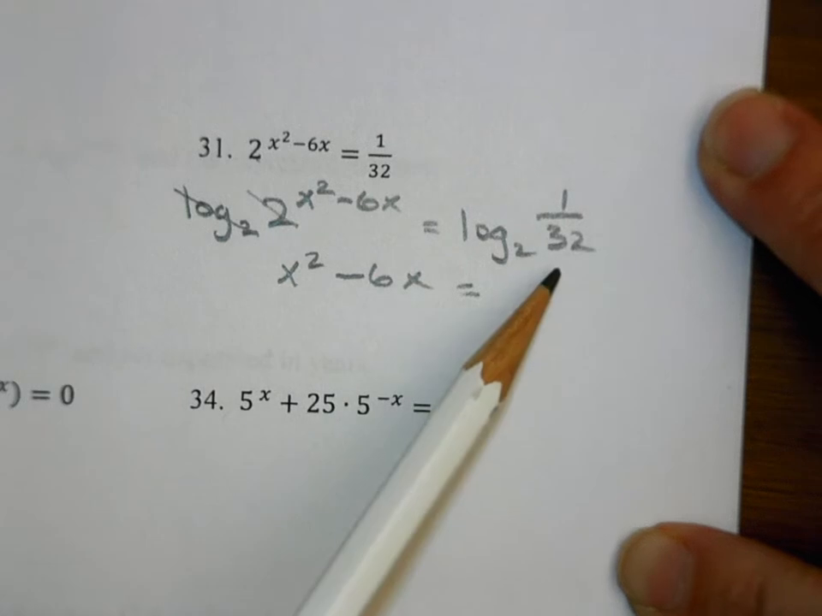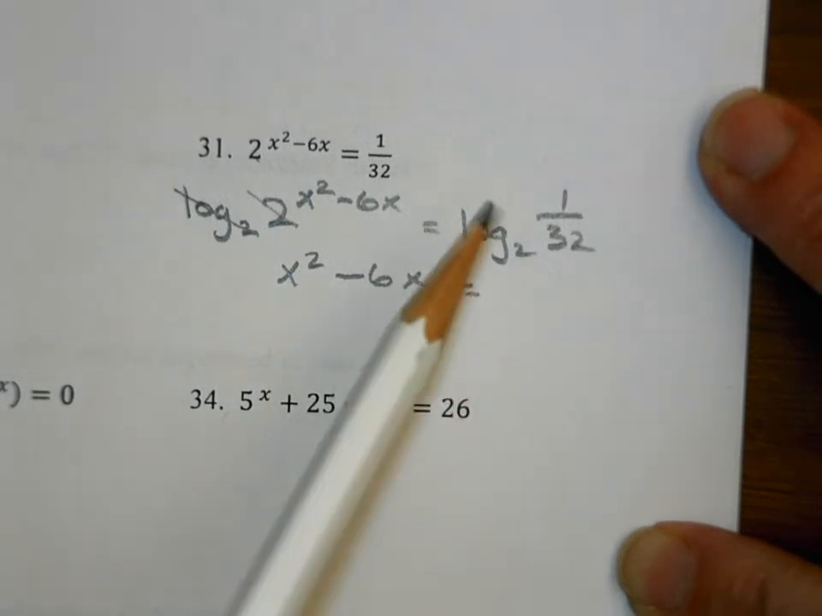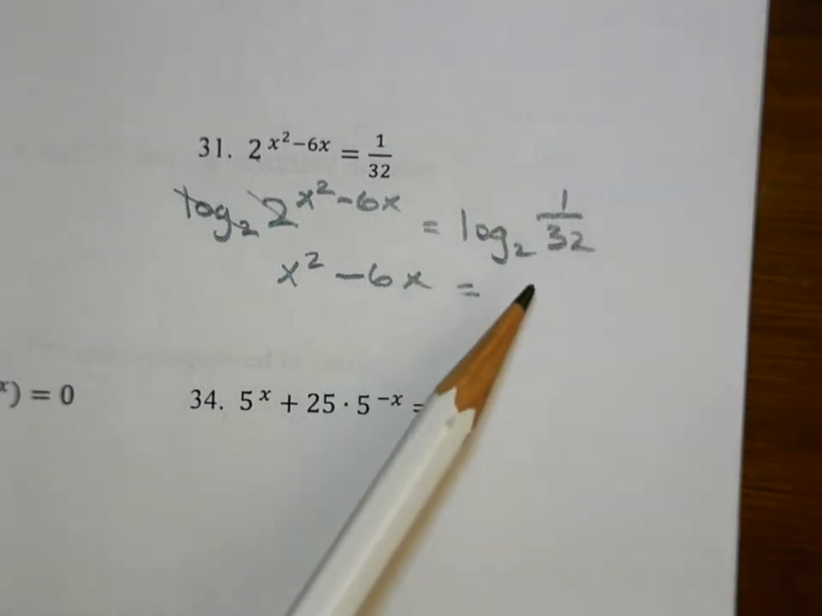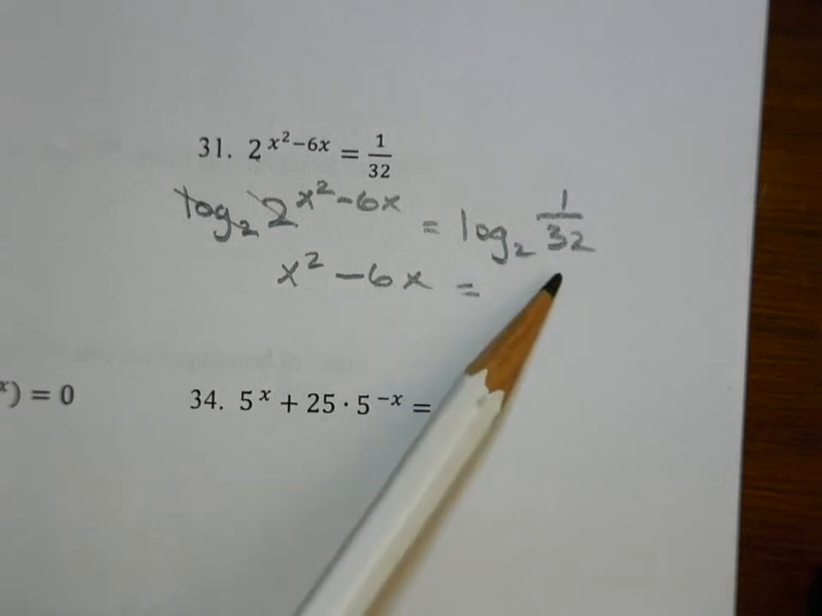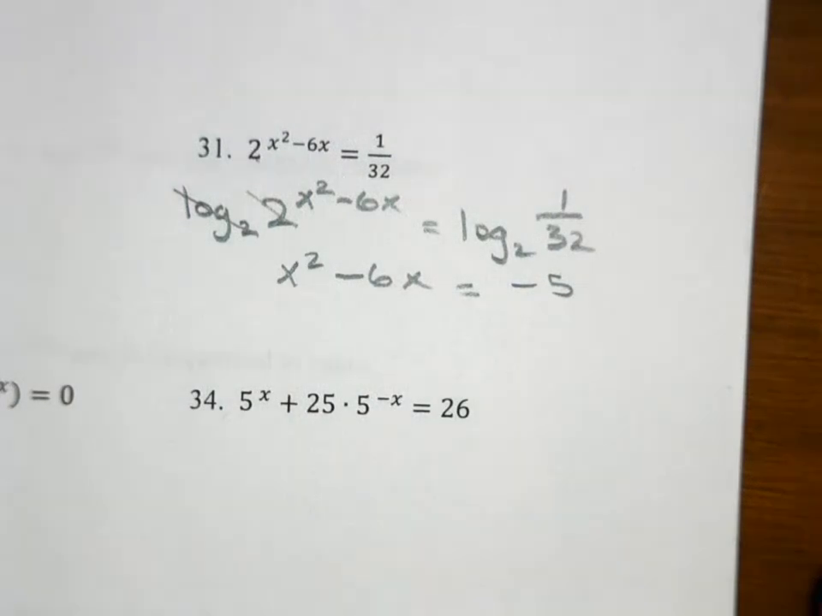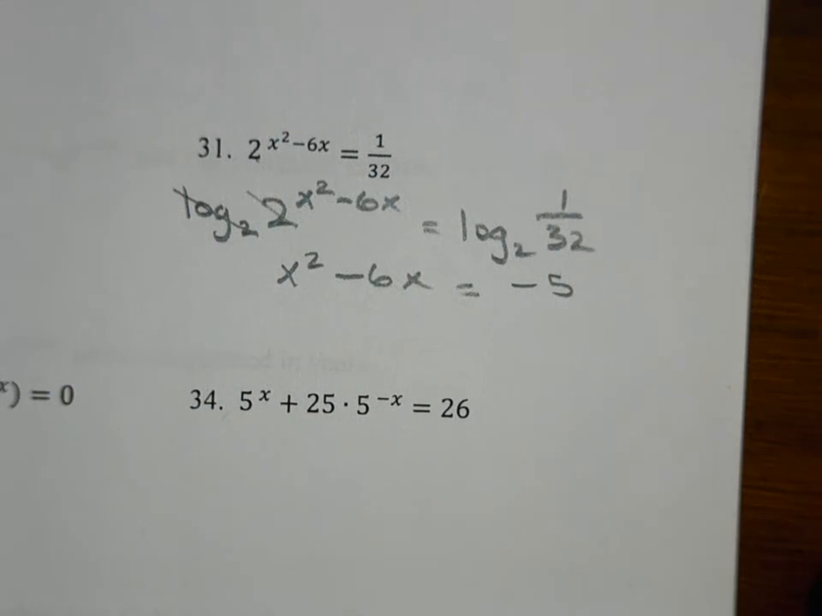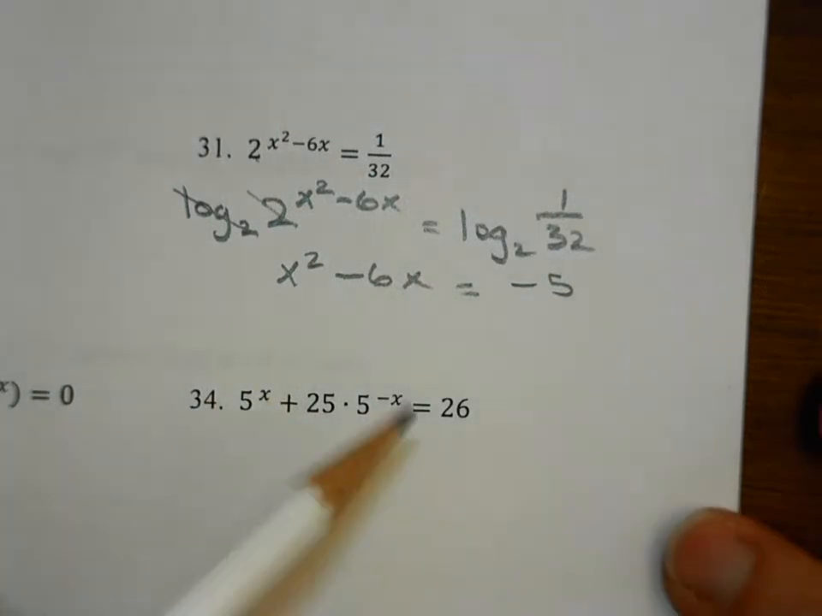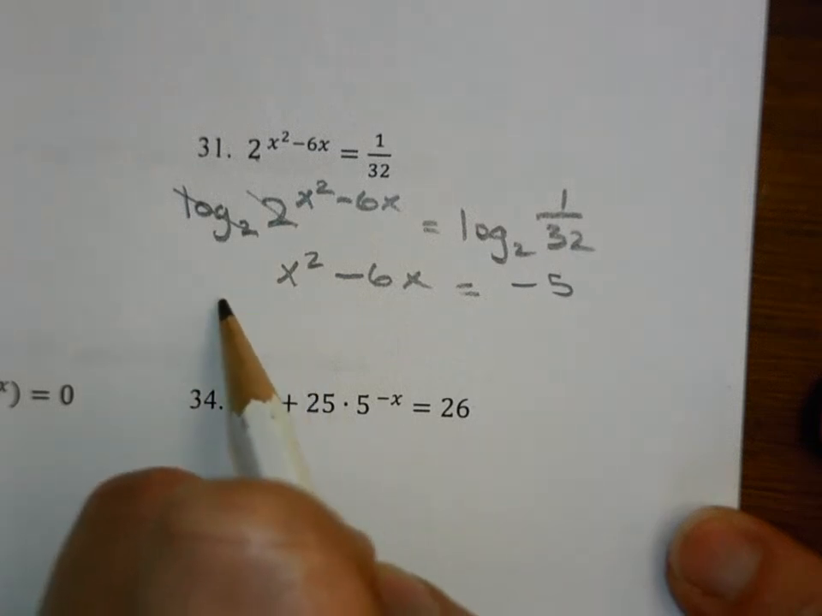And then here, I don't actually need my calculator because I can do this one. So what power on 2 gives me 32, and that would be 5, so 2 to the 5th. But because it's a fraction, it should be negative, so that would be negative 5. And then because it's quadratic, I want to make sure that it's equal to 0. So then I'm going to add 5 to the other side to equal it to 0.